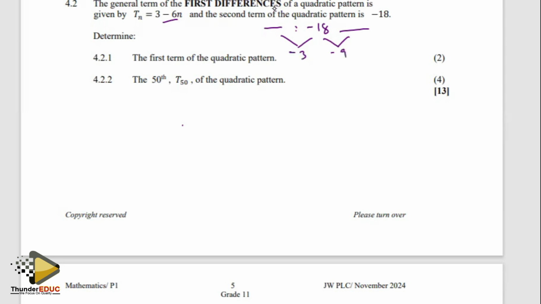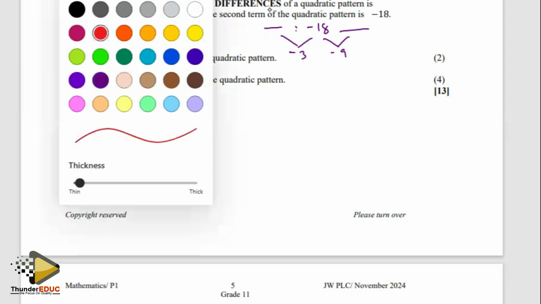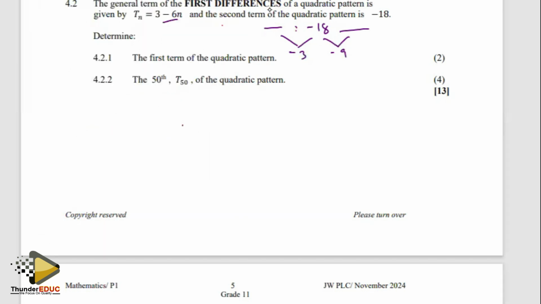So for me to answer the question, they want us to get the first term. I have to move backwards. So negative 18 plus 3, that's going to be negative 15. Then they want us to get T50 of the quadratic. So we need to get the difference here, which is negative 6. So 2a is negative 6, which means a is negative 3.